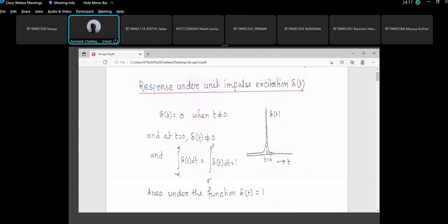Practically, let me come back to the graph again. Practically, we cannot measure the height, but we can measure the area. How?